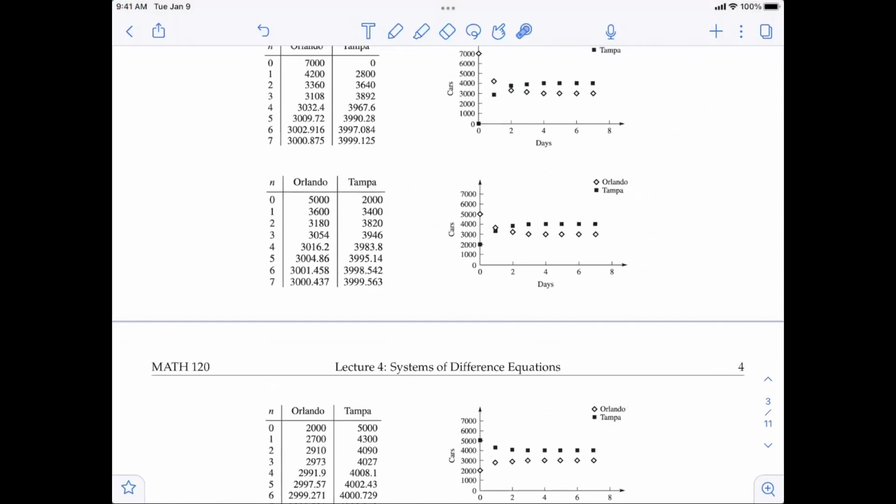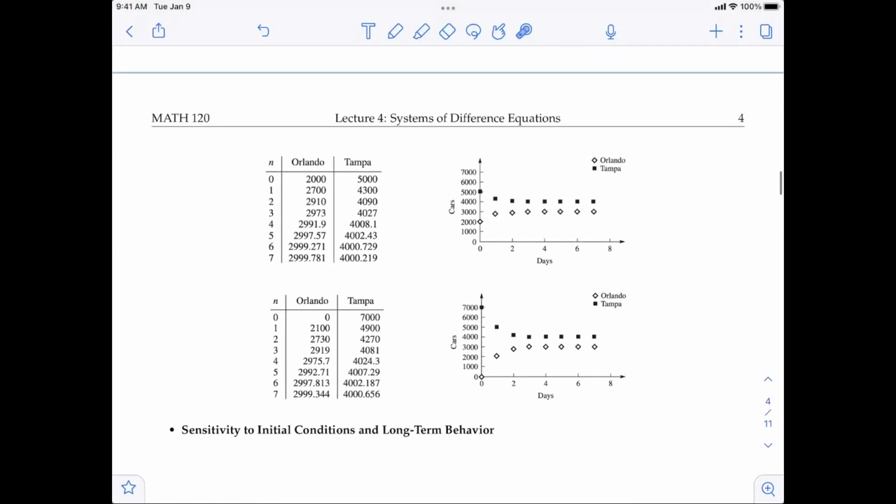Now you explore all the initial conditions. So there are 5,000 cars in Orlando and 2,000 cars in Tampa. Again, they reach the equilibrium point after certain days. Similarly, in the case of 2,000 cars in Orlando and 5,000 cars in Tampa, they also reach the equilibrium. So another extreme that you can have is 0 cars in Orlando and 7,000 cars in Tampa. And again, after a while, the system reaches the equilibrium point of 3,000 cars in Orlando and 4,000 cars in Tampa.